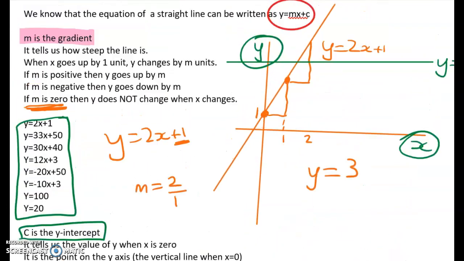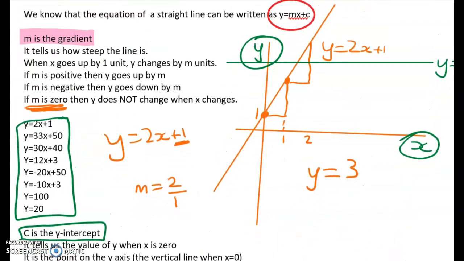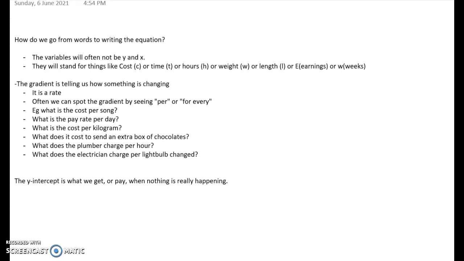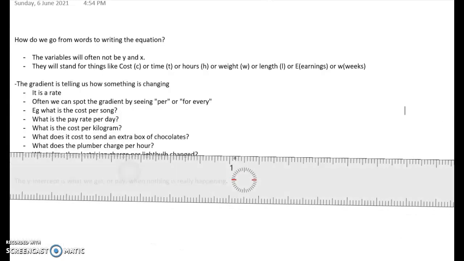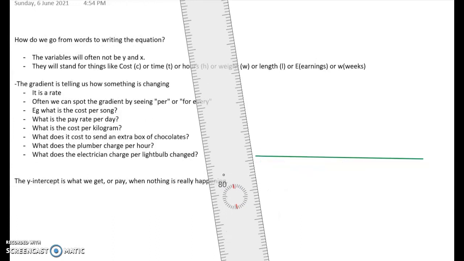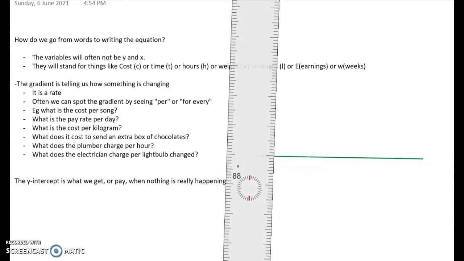But that's all very abstract. So let's turn it now into what we do with word problems. When we're looking at a word problem, the first thing that can confuse people is that we often don't have variables that are x and y. We'll change them. We might have things like this.